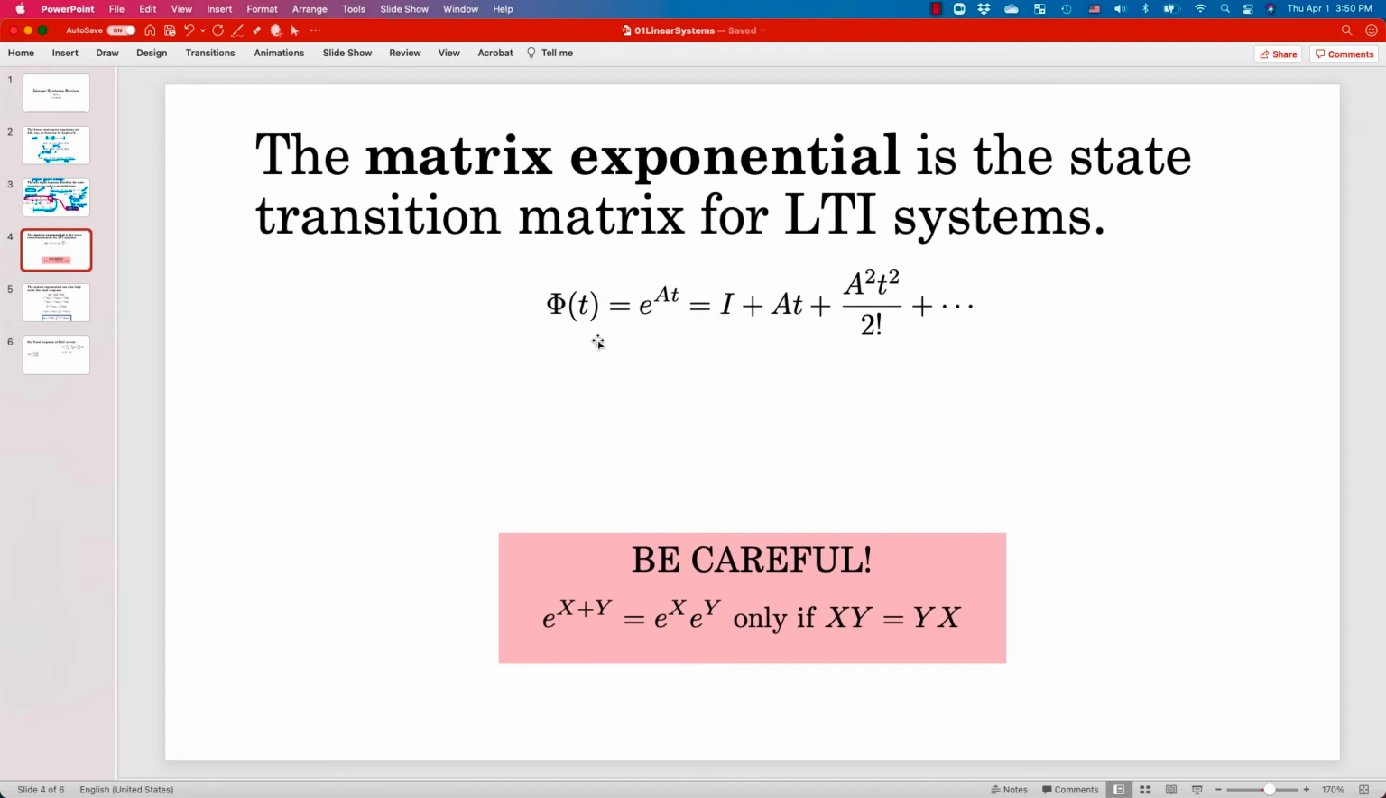So it's important enough to have a name. The state transition matrix for an LTI system is called the matrix exponential. And it's simply defined as the identity plus its argument, plus the argument squared over 2 factorial, etc., where the argument is a matrix.